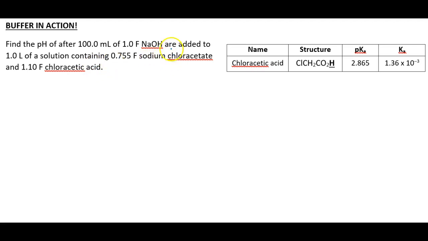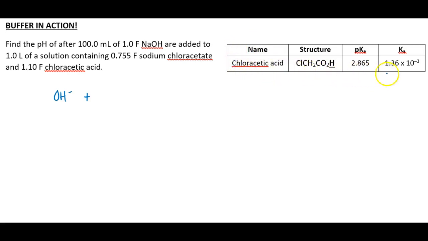So the first thing we're going to have to do is write a neutralization reaction. And remember, in a neutralization reaction, H or OH are always reactants. In this case, it would be OH. So I'm going to write down that OH is a reactant. And now I have to think about the buffer.